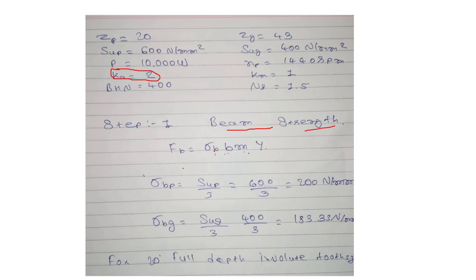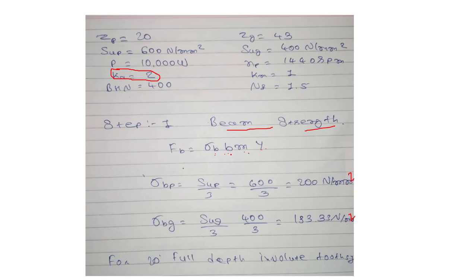For that we have to find whether this equation should be used for the gear or for pinion. For that we will find sigma BP. We know sigma B is equal to SU by 3. So for pinion sigma BP is equal to SUP by 3. SUP is given, it is 600 divided by 3, so 200 Newton per mm square. Same way sigma BG is SUG upon 3, 400 by 3, 133 Newton per mm square.